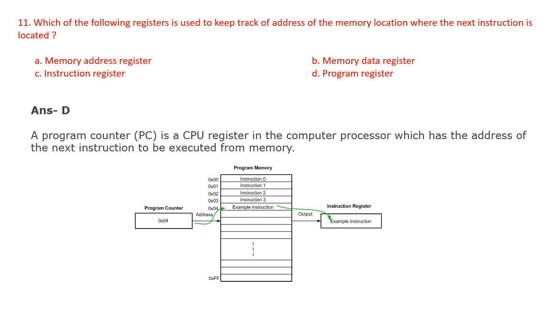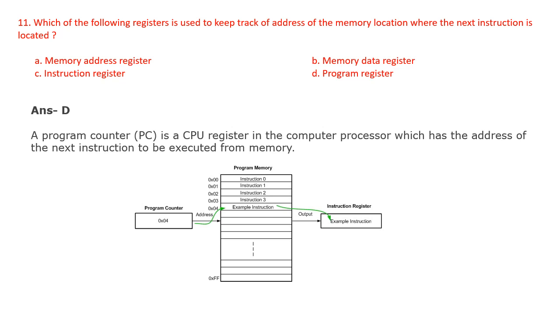But if we look at the options, we can clearly discard three of them: memory address register, memory data register, and instruction register. So option D can be the answer, but not for sure. Ideally it should be program counter, but all the other three options are not the answer, so I think we can go with the program register.